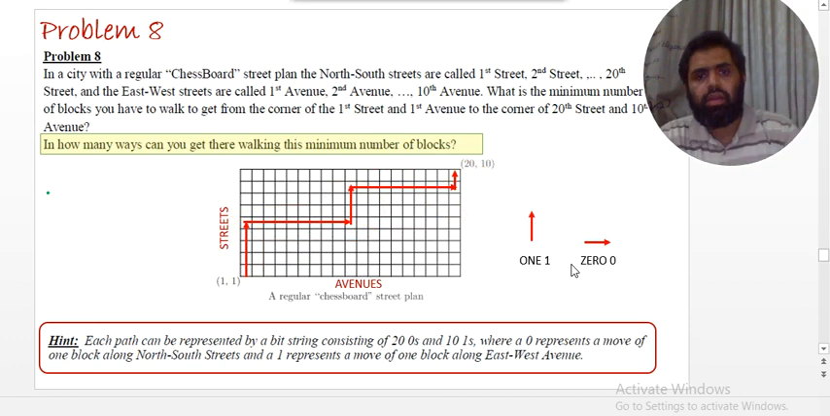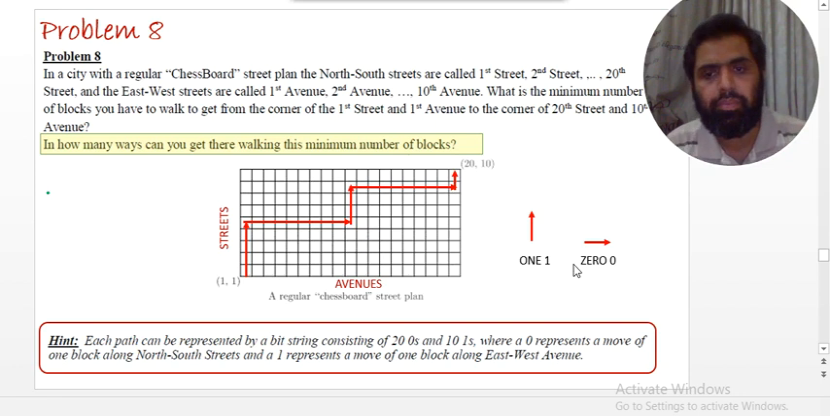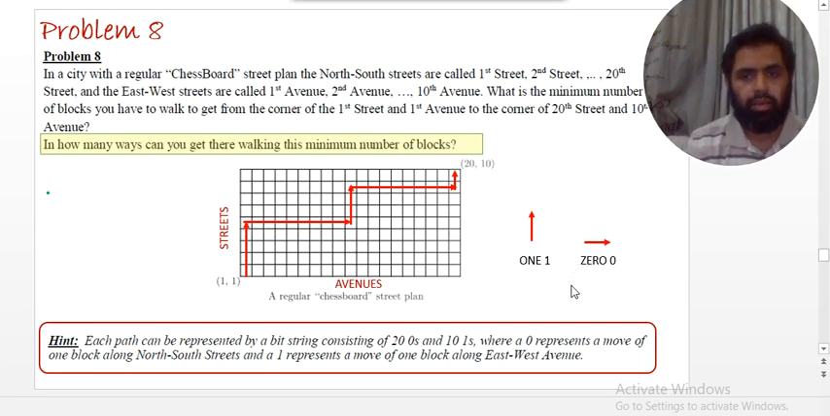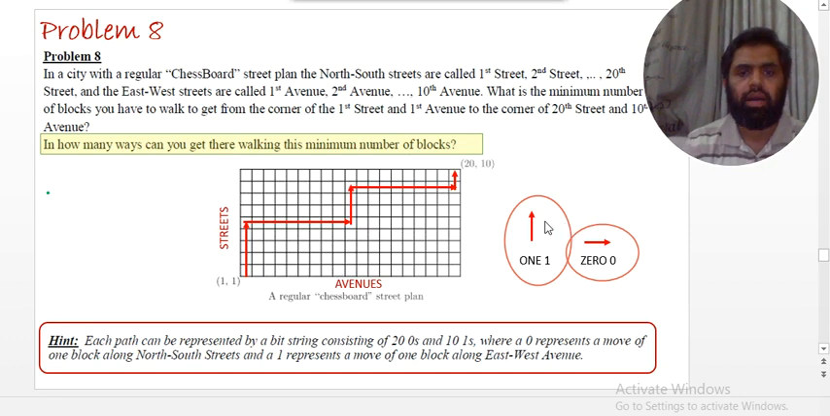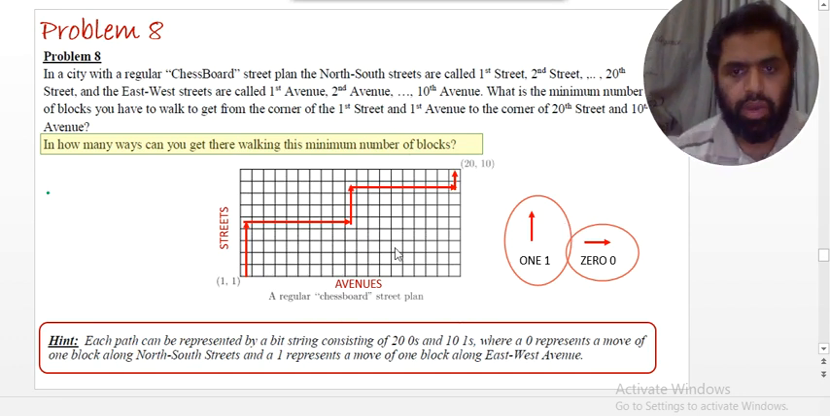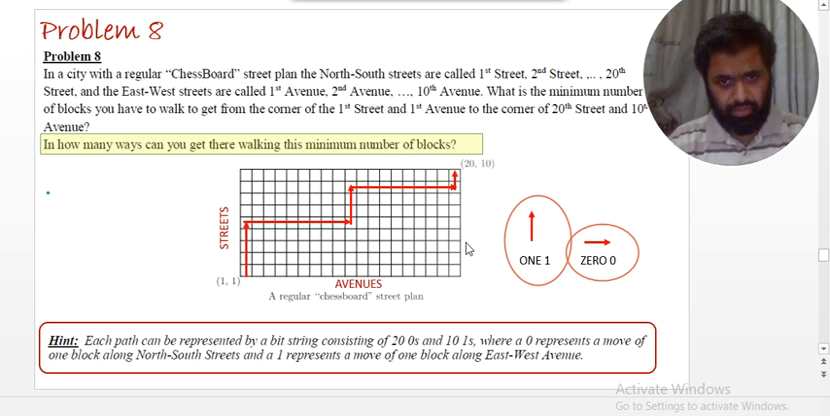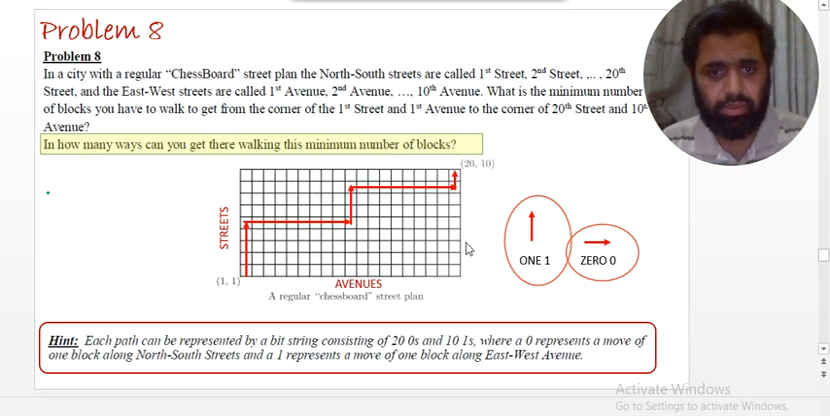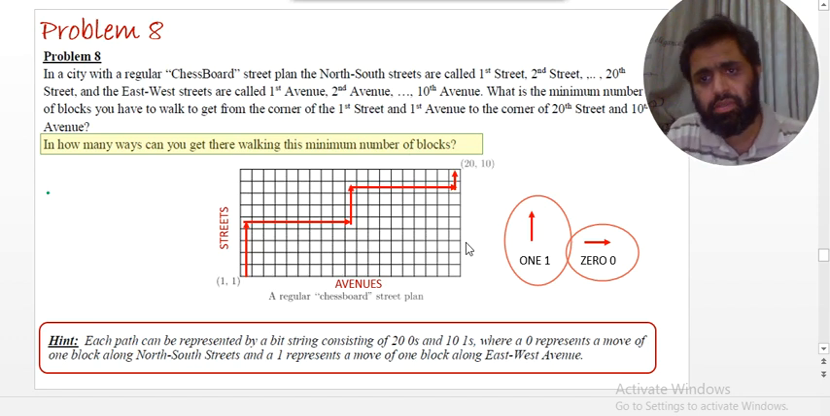So to count the number of ways, one good way is to use the analogy of 1 and 0. I'm keeping a record: whenever I go up, I mark a 1. Whenever I go towards the right along the horizontal direction, I mark a 0. So if I go one block up, I mark it 1. If I go up again, I mark it 1 again. And as soon as I go towards the right, I mark 0. So it's just a combination of ones and zeros. How many ones and how many zeros am I going to get?